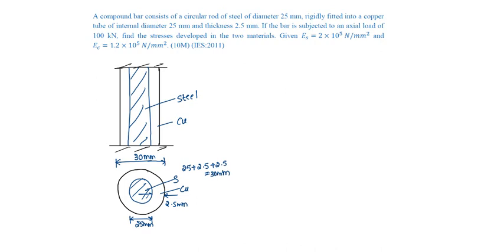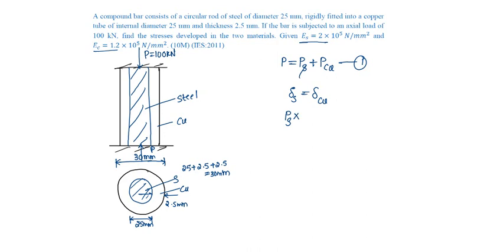Young's modulus of copper and steel are given. A load P of 100 kilonewtons is applied on the composite section, then P will be equal to load in steel bar plus load carried by copper bar. This is one equation, and the deflection or the elongation in one bar will be equal to the compression in the other bar, that is delta will be PL by AE.